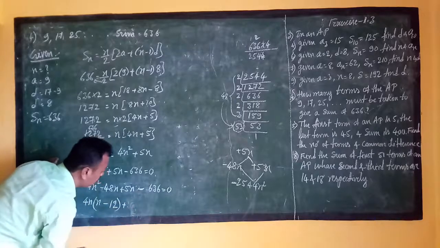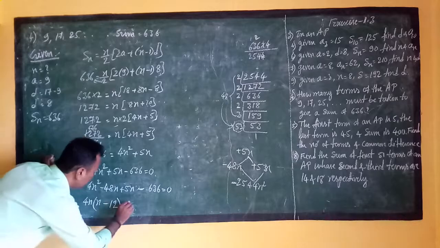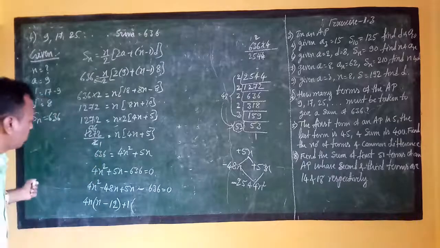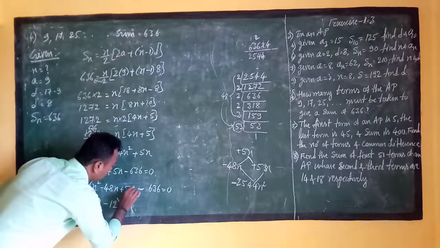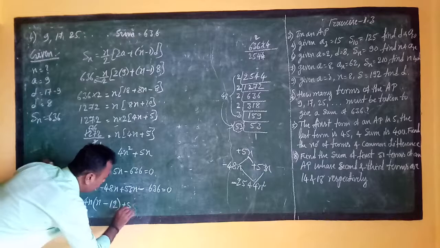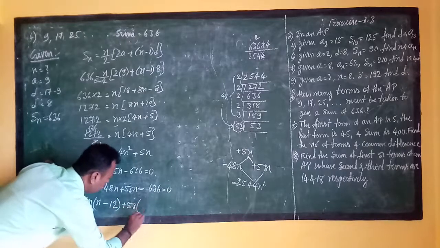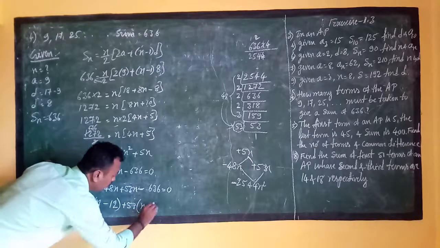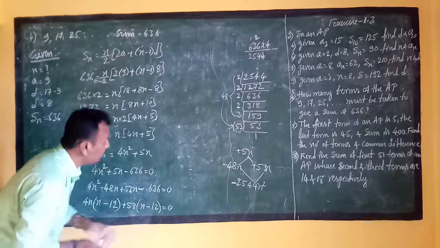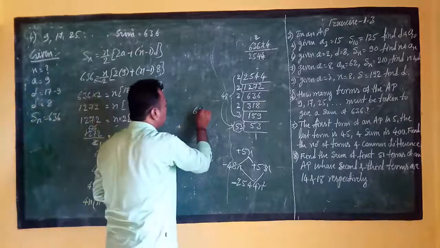No, n is also not a common factor. 1 is the common factor. Remaining 53n. This is 53n. Therefore, I will take 53 as the common factor. Remaining n minus 12. It is equal to 0, because we have to divide 636 by 53.